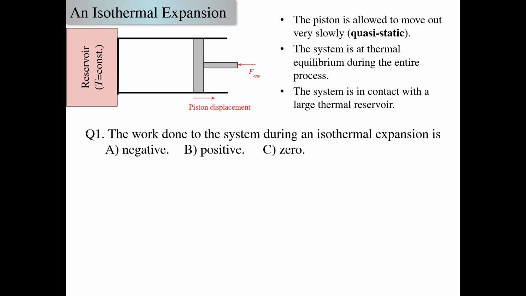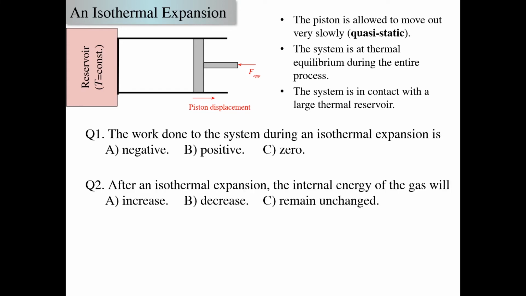Okay, so let's think about the work done on the system. The first question is, is the work done on the system during this isothermal expansion positive, negative, or 0? And the answer to this question is that the work done on the gas is negative. The force of the piston on the gas is to the left, and the piston is moving to the right, which means that the force is moving in the opposite direction of the displacement. That is negative work when your force is in the opposite direction of the displacement. So negative work is done on the gas.